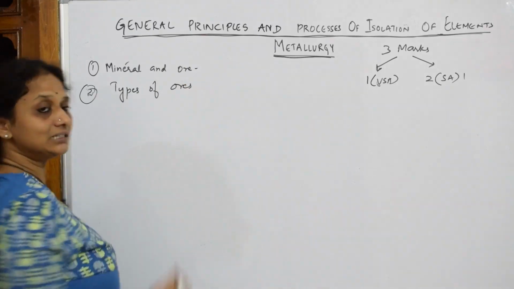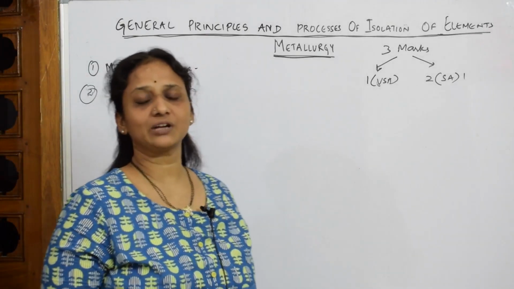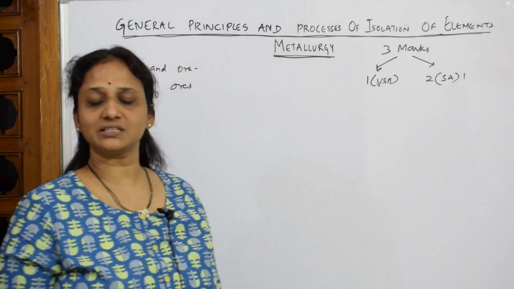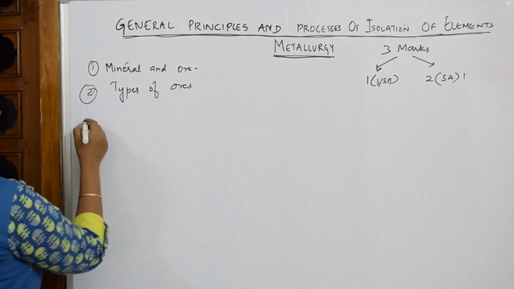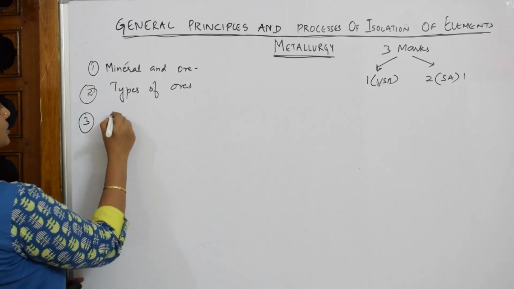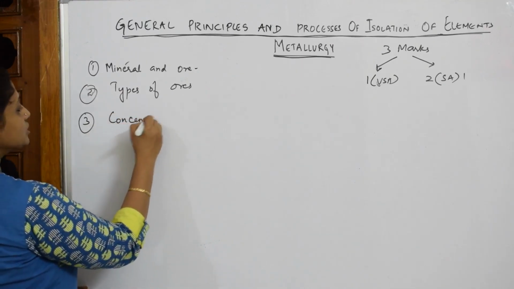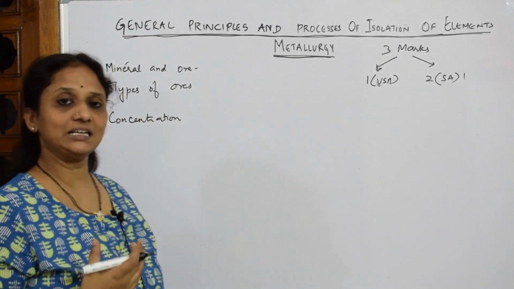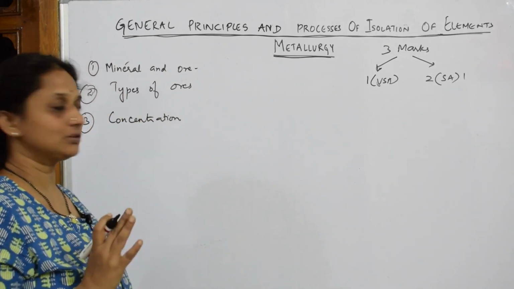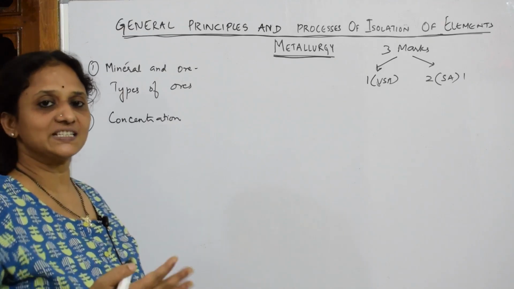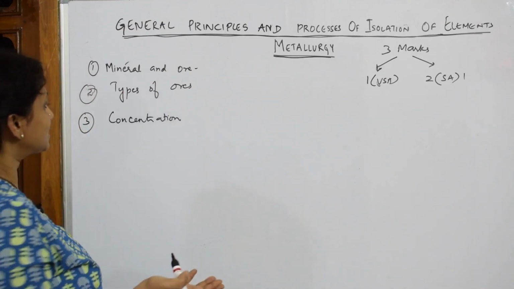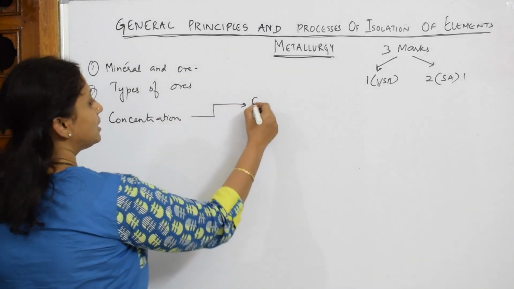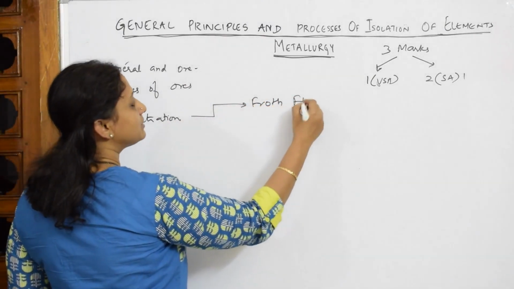For example, for iron, copper, silver, gold, zinc, aluminium, all these different types of ores I'll study. Once I study the different types of ores, I'm going to go into a concept called concentration of the ores. In concentration of the ores, first basically what do you do? First you take the ore which is there and you try to separate it from the impurities. So under this concentration, we are going to learn about the froth flotation method.